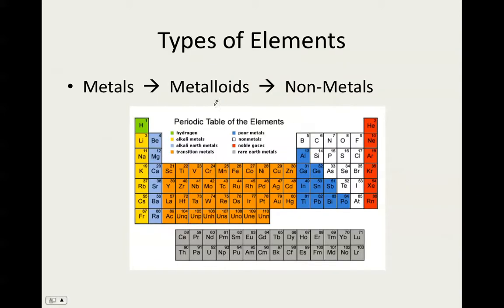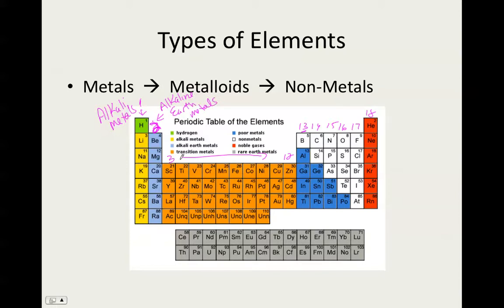Let's go back. Well, the group number, if you remember, group 1, 2, 3 through 12, 13, 14, 15, 16, 17, and 18. The group number can tell us how many valence level electrons they have. Group 1 has 1 valence electron. All the elements in group 1 have 1 valence electron, and those are known as the alkali metals. In group 2, all the elements have 2 valence electrons, and they're known as the alkaline earth metals.